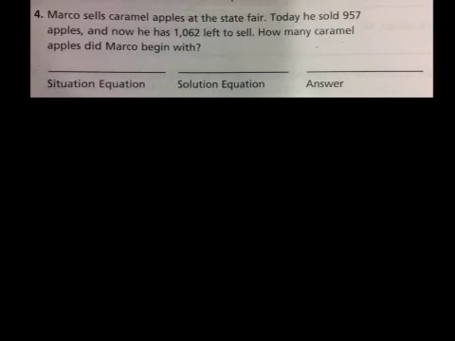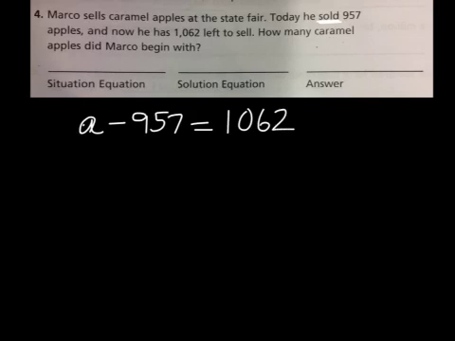Number 4 says Marco sells caramel apples at the state fair. Today he sold 657 apples, and now he has 1,062 left to sell. How many apples did he begin with? In other words, we don't know where he started. He sold 657. When we sell something, usually we're subtracting it. Now he has 1,062 apples. This is our situation equation.